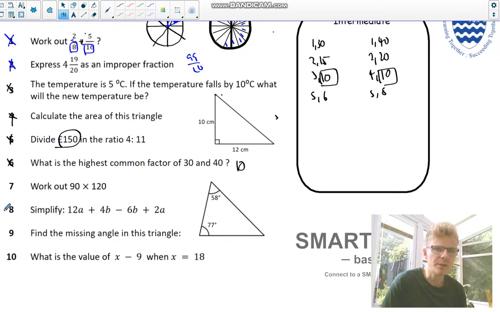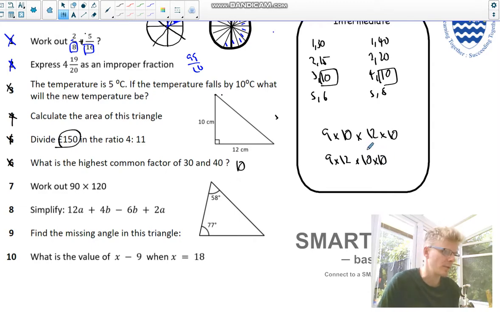Right, so for question 7, what's 90 times 120? Well, we've seen in previous weeks we can change this calculation to 9 times 10 times 12 times 10. So that's our 90, and that's our 120, and that's the same answer as 9 times 12 times 10 times 10. Now, the only reason I'm dragging this out is because I don't want to say add 2 zeros for the answer, that's all. Okay, so 9 times 12 is what we'll do.